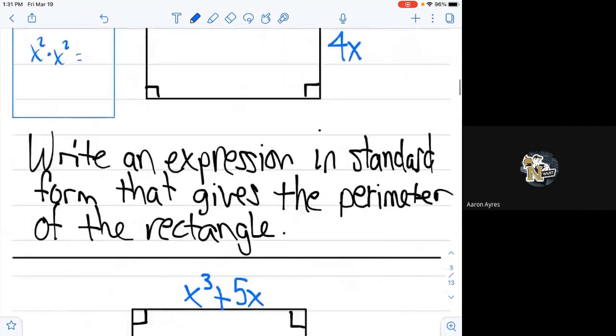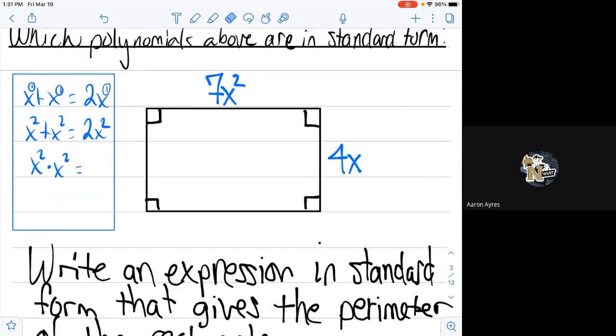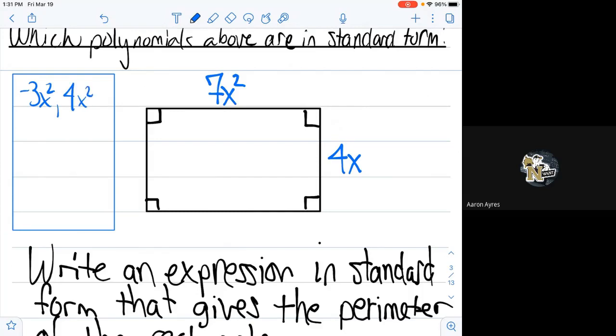I'm going to show you some pairs of terms in the box, and all you have to do is tell me if they're like terms or not. So you should show a thumbs up for yes and a thumbs down for no. Are you ready? Here's the first one: negative 3x squared and 4x squared. Are those like terms?